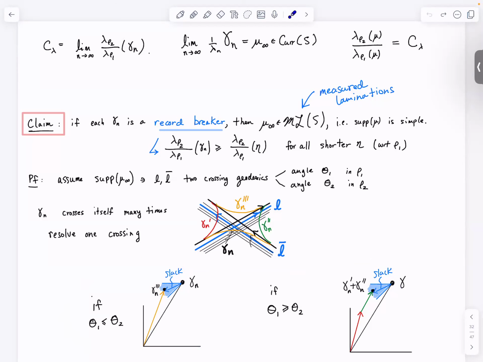if gamma n is long enough so that the error term is negligible, then actually this crossing that it's doing is a contradiction, because from the slack calculus argument, we actually could have picked a shorter curve, either gamma n, sorry, these are numbered differently, gamma n prime or gamma n double prime or gamma n triple prime, shorter curves which actually have steeper slope, contradicting the record breaker property. Okay? Okay.